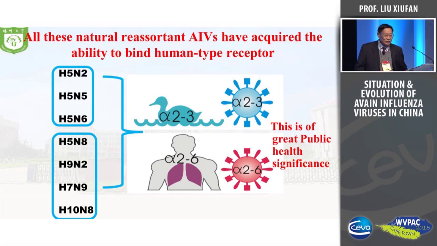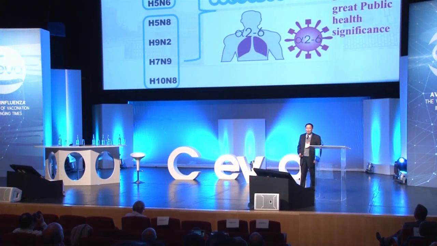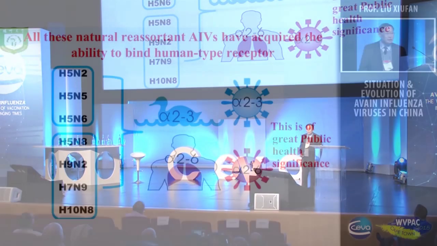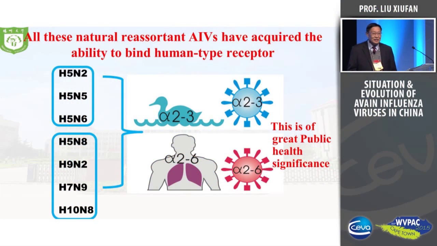All these natural reassortant AIVs acquired the ability to bind the human type receptor, the alpha-2-6 linkage. This is of great public significance.